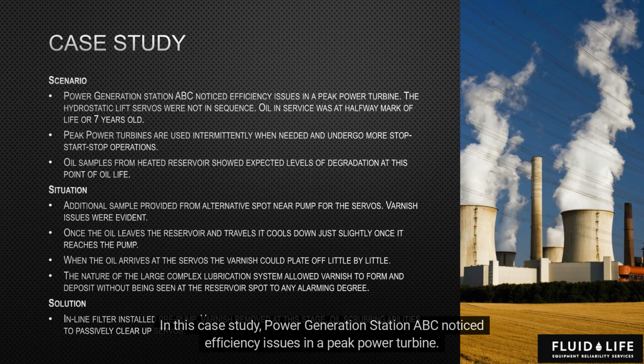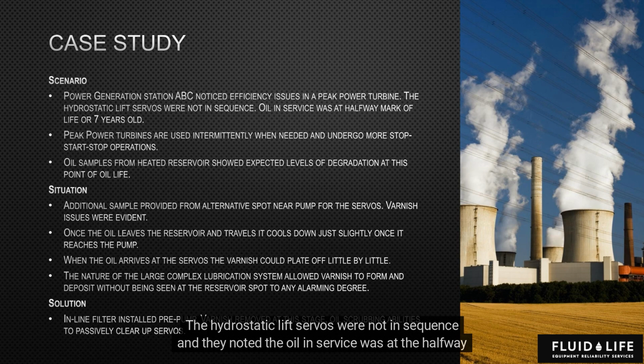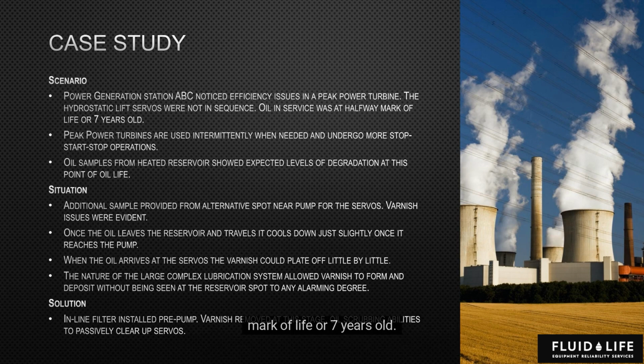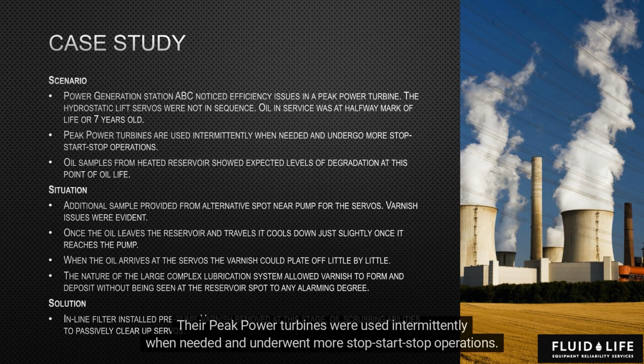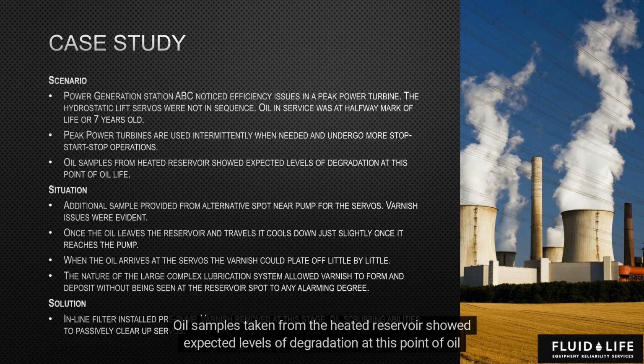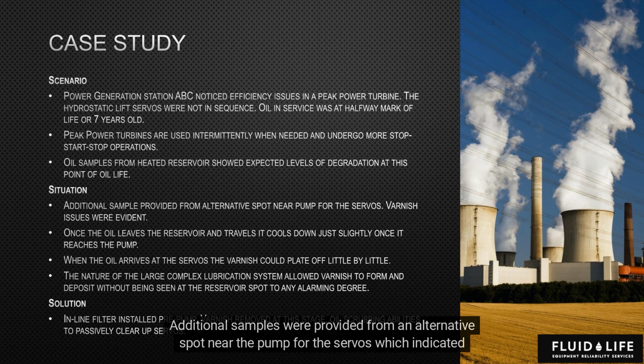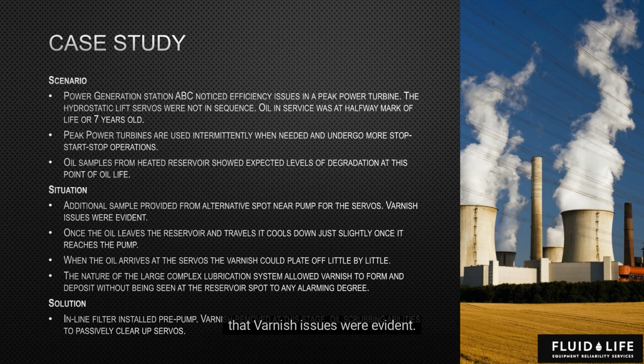In this case study, Power Generation Station ABC noticed efficiency issues in a peak power turbine. The hydrostatic lift servos were not in sequence, and they noted the oil in service was at the halfway mark of life, or 7 years old. Their peak power turbines were used intermittently when needed and underwent more stop-start-stop operations. Oil samples taken from the heated reservoir showed expected levels of degradation at this point of oil life. Additional samples were provided from an alternative spot near the pump for the servos, which indicated that varnish issues were evident.